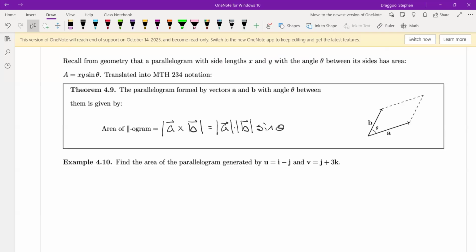The geometric definition for the area of that triangle would have been x times y times sine theta, or maybe a times b times sine theta, if we're going with the a and b labels that we have up here. We can translate that into vectors and just call it magnitude a times magnitude b times sine theta. And that is going to be equal to the magnitude of the cross product.